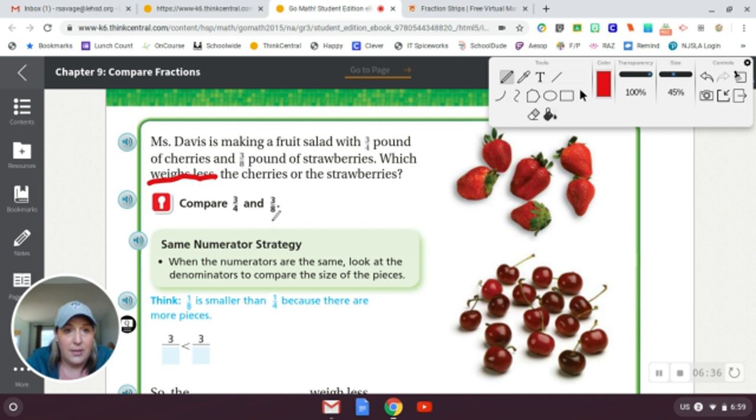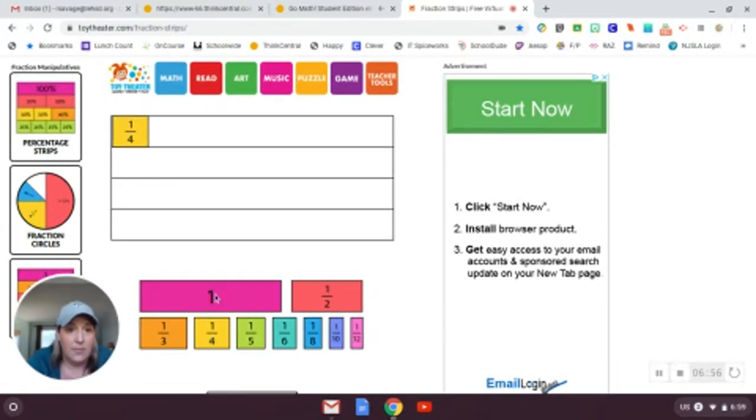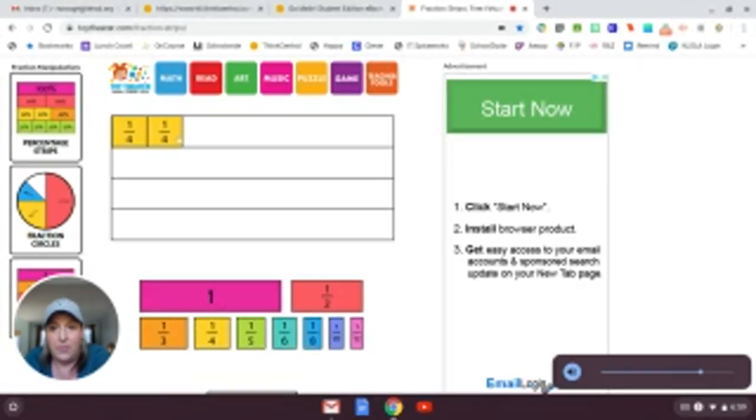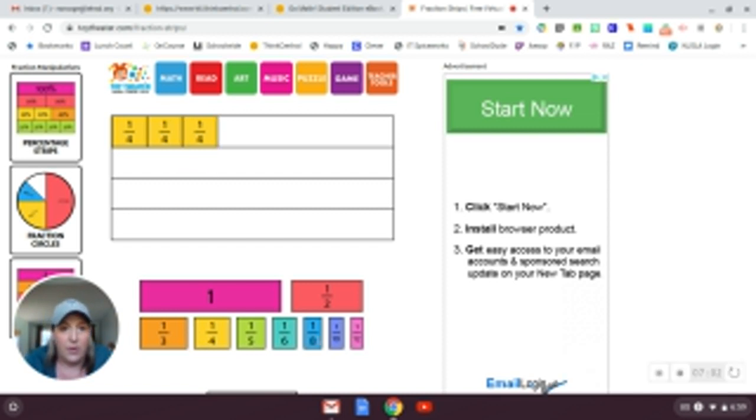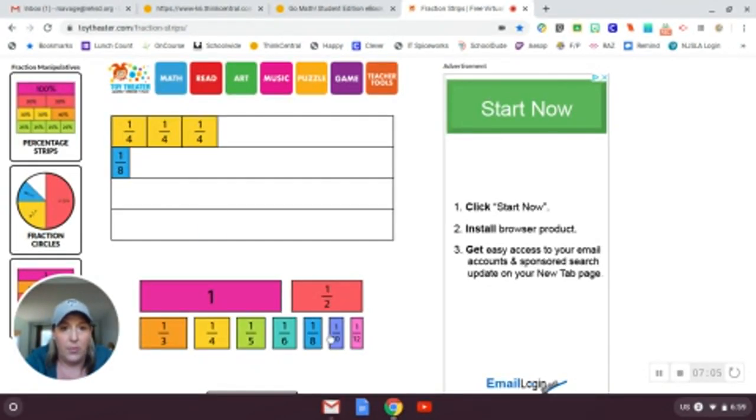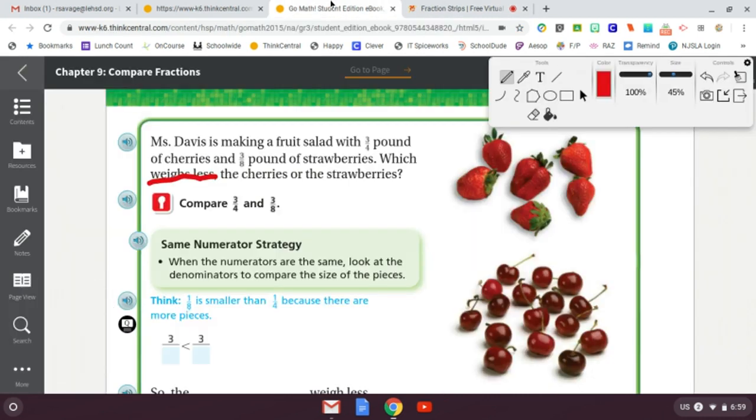I've got eighths and I've got fourths. So think about sharing a pizza with 8 people and sharing a pizza with 4 people. What pieces are going to be bigger? The fourths are going to be bigger. Okay. I can even check it by, let me turn that volume down a little bit. 3/4. And 3/8. Those are my numbers, right? Because fourths are going to be bigger, 3/4 are always going to be bigger than 3/8.